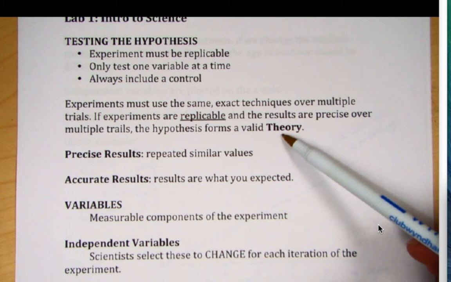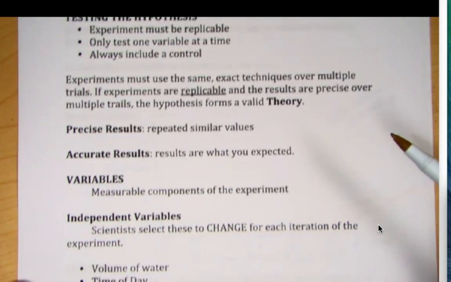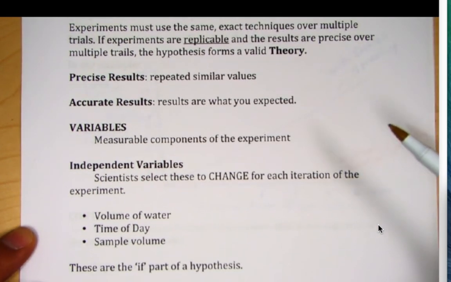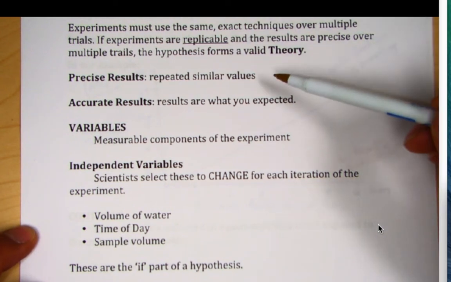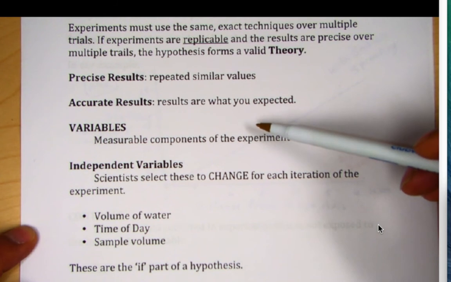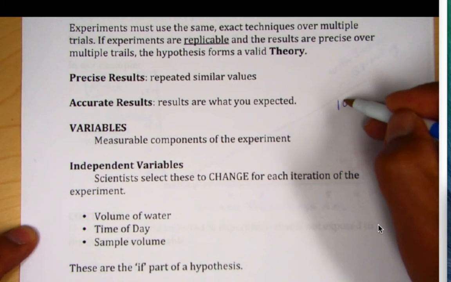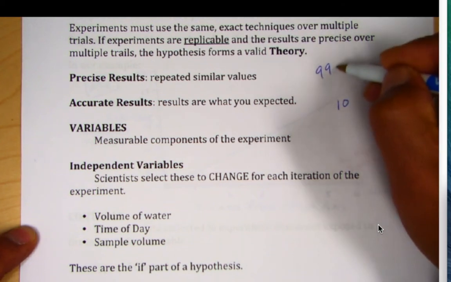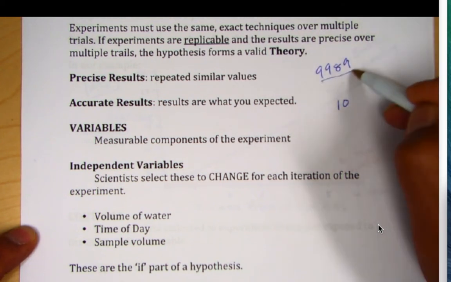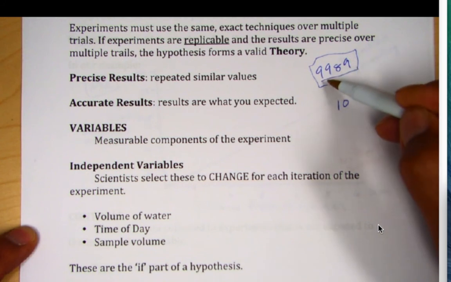Remember, theories make predictions, and those predictions are testable, and really we're testing them through these hypotheses and experiments. Now there's a difference between the words precise and accurate. Accurate is the exact number. It's what you expect. Let's say the accurate number is 10, but you get 9, 9, 8, 9. Well, these numbers are not accurate because it's not 10. However, these numbers are very precise because you're getting about the same number each time, right?